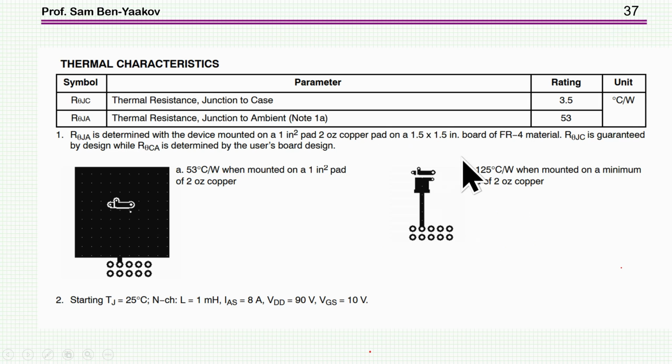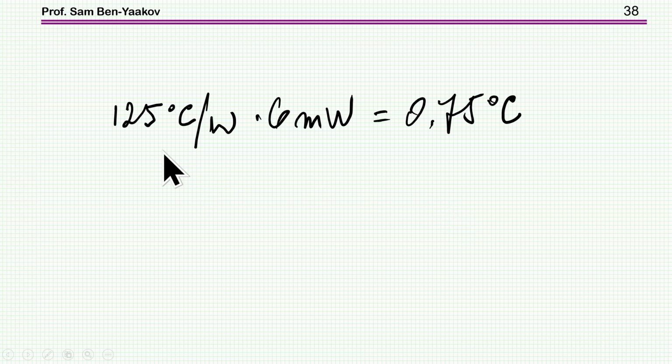So what about the temperature rise? Here we have 125 degrees centigrade per watt for this practical case. And if it is 6 milliwatt, then we are talking about a delta of 0.75 degrees centigrade, which is, of course, very, very low.